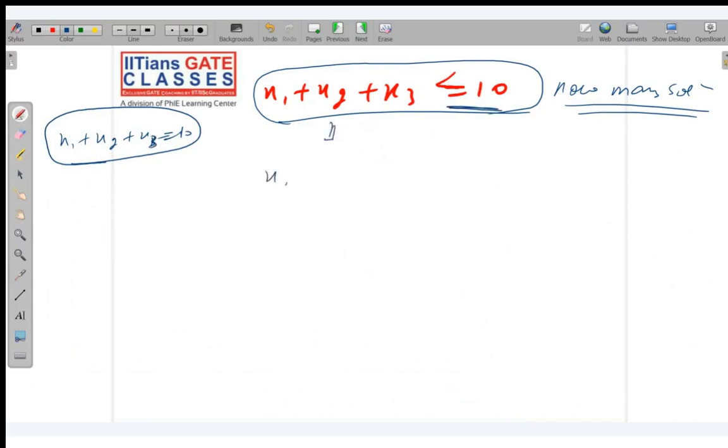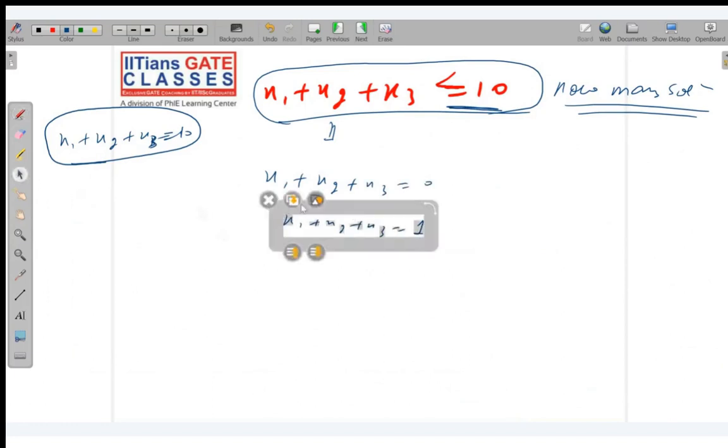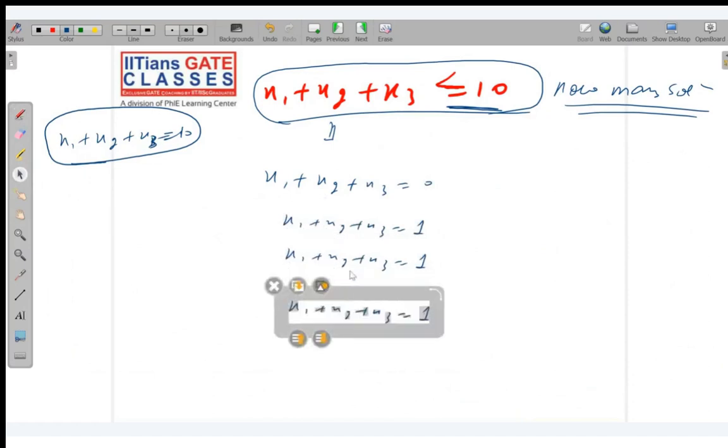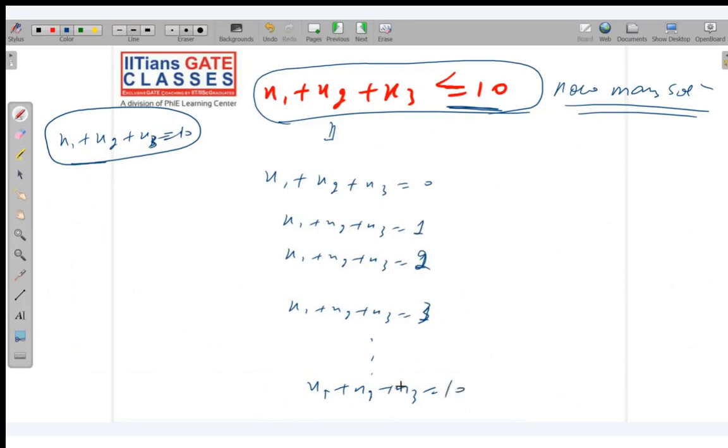So I should solve this now. x1 plus x2 plus x3 is equal to 0, then x1 plus x2 plus x3 is equal to 1, then equal to 2, equal to 3, and so on up to x1 plus x2 plus x3 is equal to 10, and I will add all the ways and then I will get the answer for less than or equal to 10. Are you getting it now? Equal to 0, equal to 1, equal to 2 and so on. Obviously this way is not good, we have to solve a lot of things.